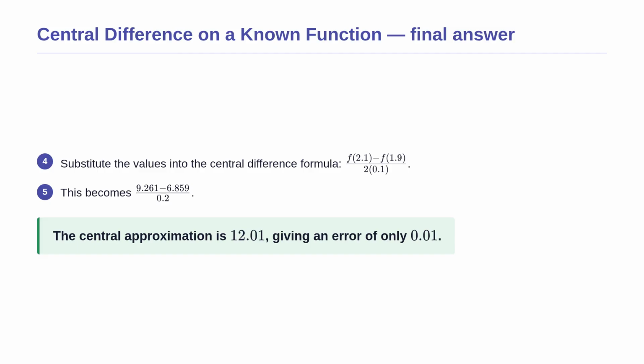Now we plug these forward and backward values into our central difference formula. We subtract the backward value from the forward value in the numerator and divide by double our step size, which is 0.2. The central difference gives us 12.01. Remember, the exact true slope is 12. The error here is only 0.01. By looking at both sides of the point, it provided an answer that is vastly closer to the true slope than the forward method did.